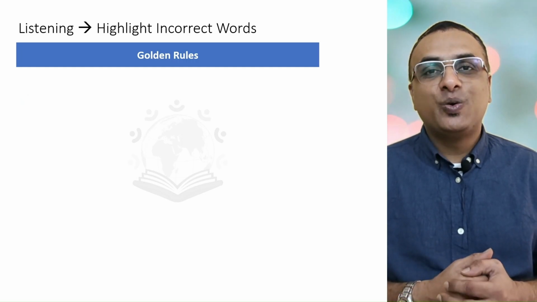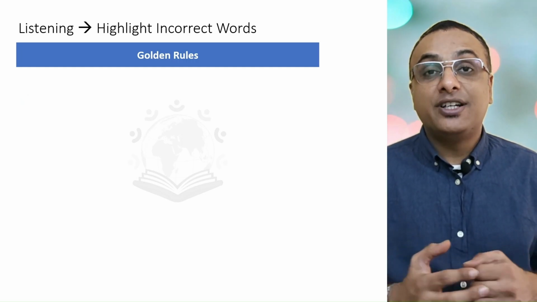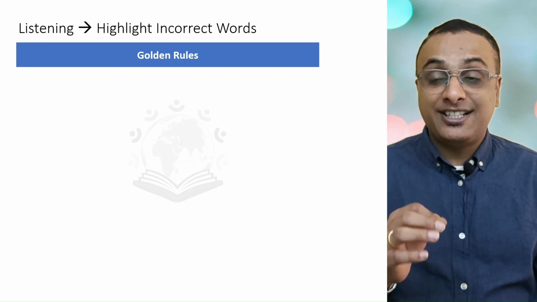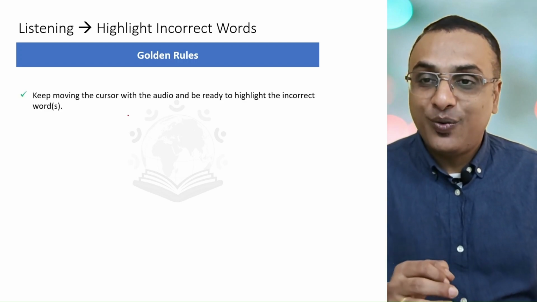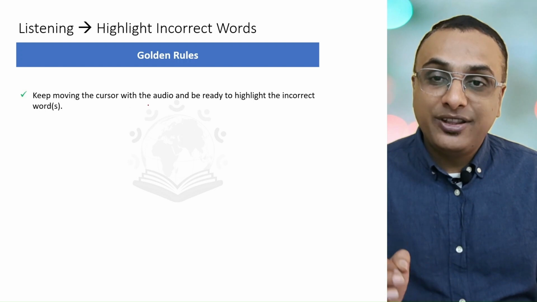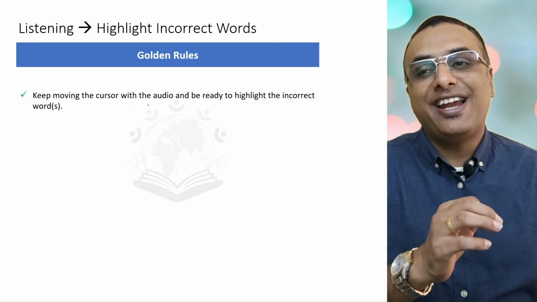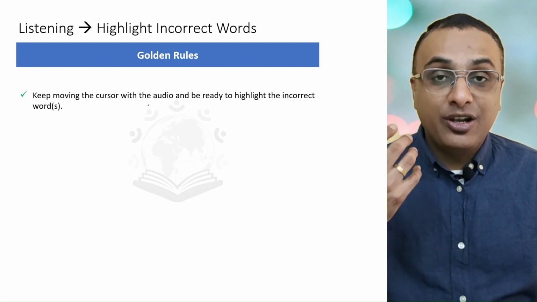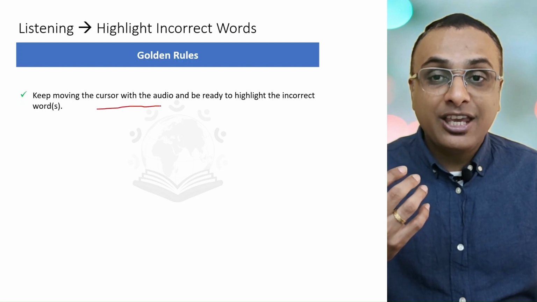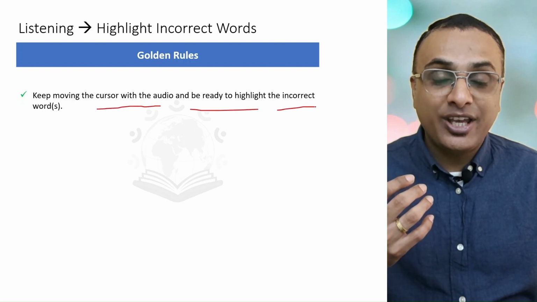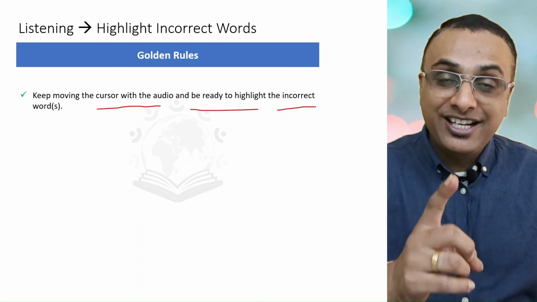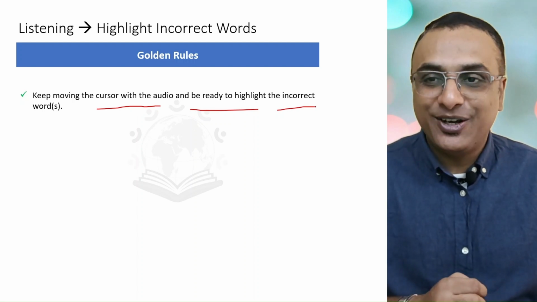Let's look at the golden rules for your highlight incorrect words question. First and foremost, let's discuss the do's. Keep moving the cursor with the audio and be ready to highlight the incorrect words. While you're listening to the audio, keep moving your cursor like this, okay? You will be ready to highlight that particular word easily, okay?